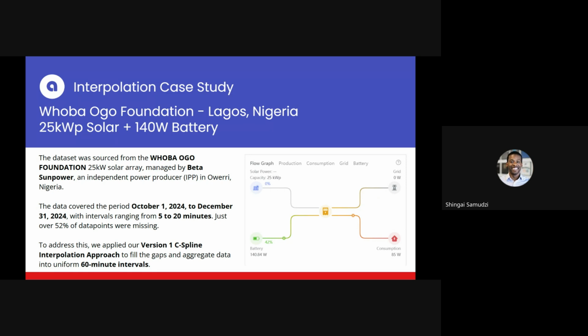What we've seen is 30-minute intervals tends to be the smallest time block or time interval from either a trading perspective or an IPP perspective. And so we focus on that just to keep things very simple.